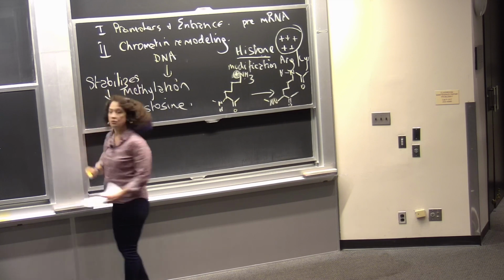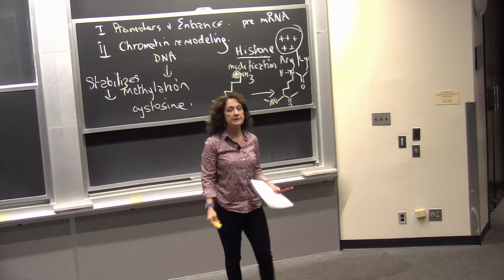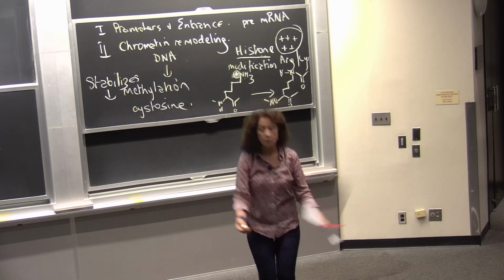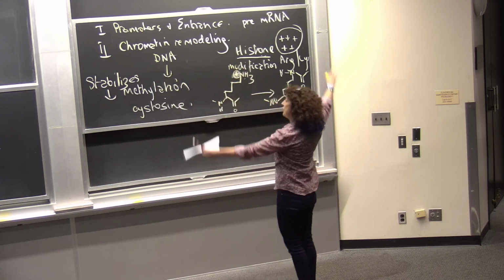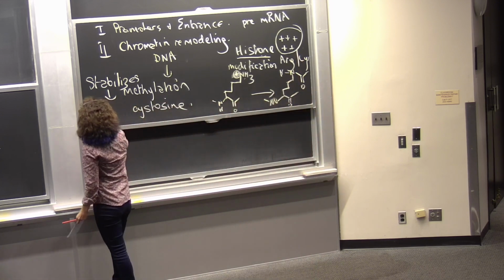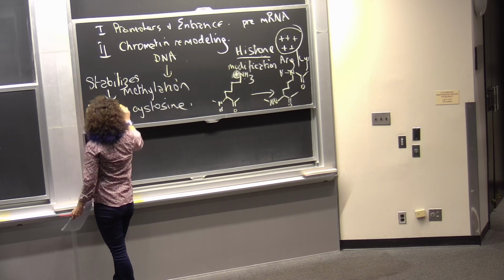So what would that do to transcription if I've stabilized the chromatin? It represses it, it turns it down. So these are pairs of changes that act in opposite directions. So we downregulate transcription.